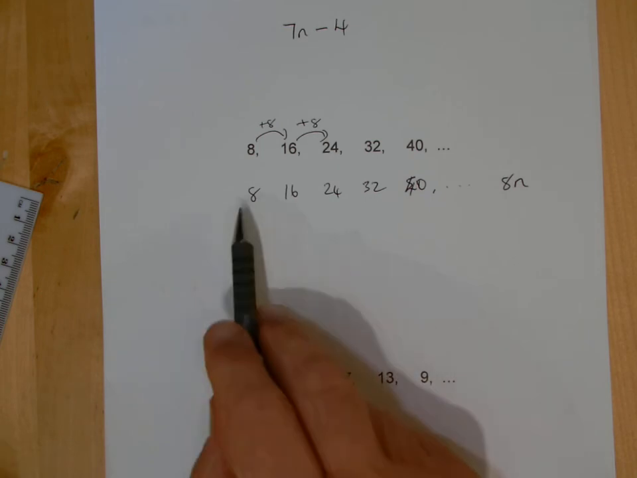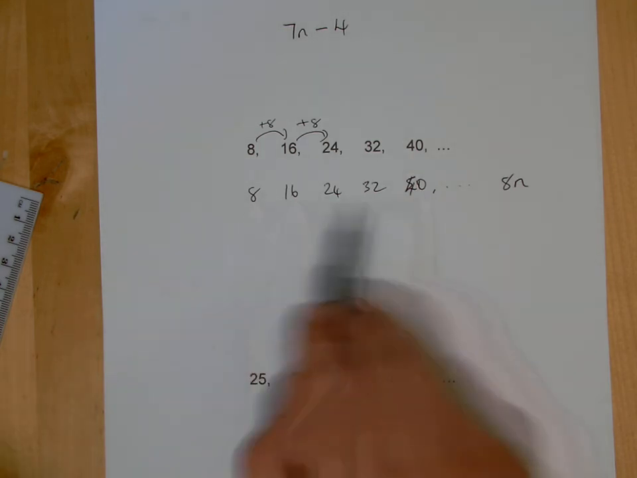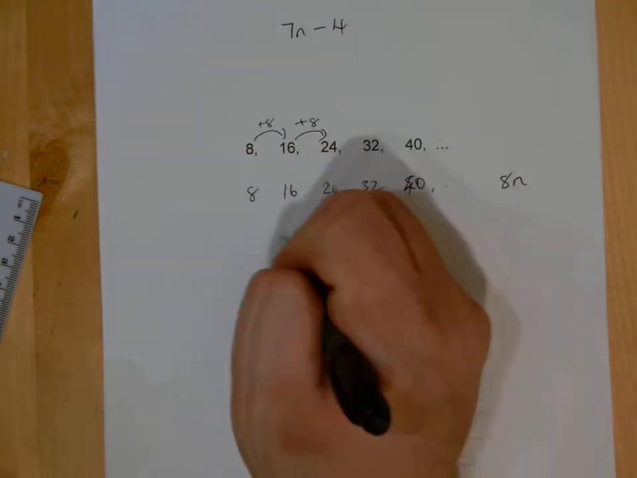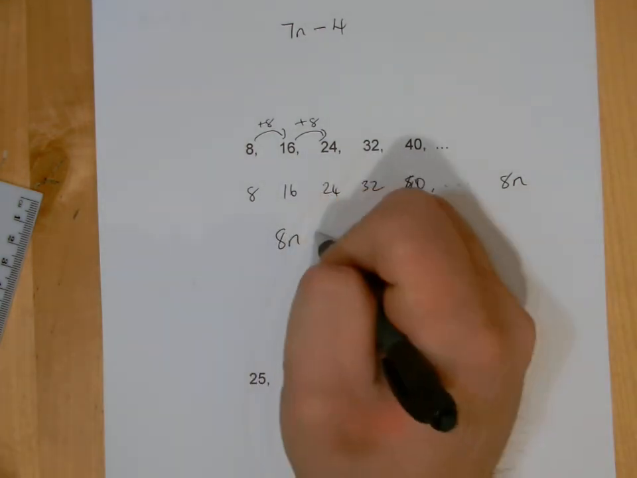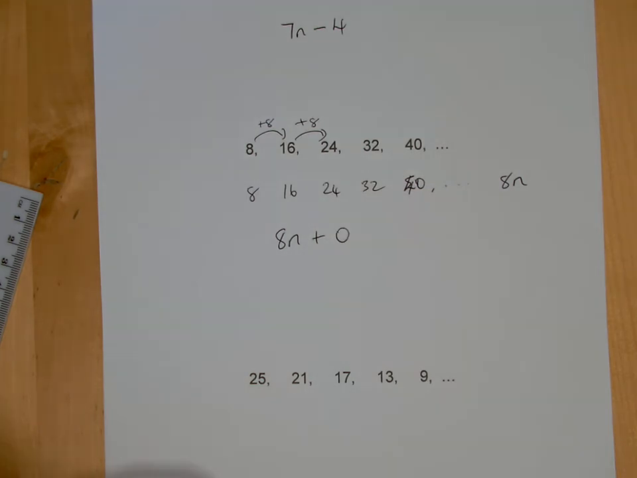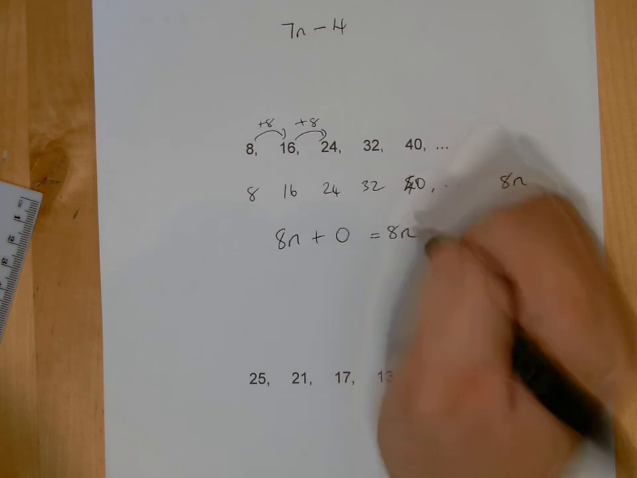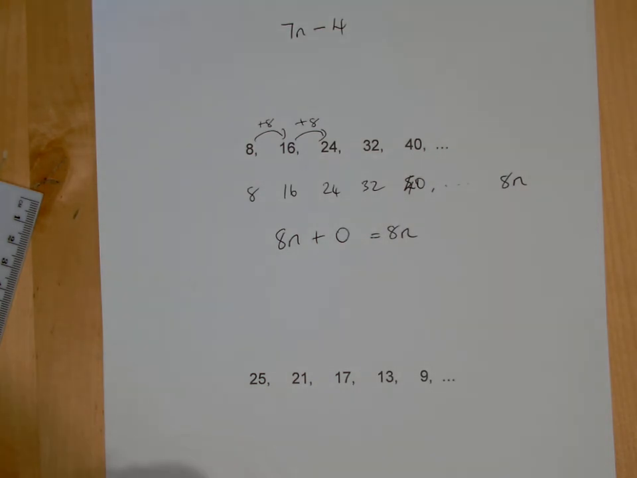So I've got to ask myself, what do I need to do to this to get to the sequence? Well, I don't need to do anything. In fact, I just need to add on nothing. So 8n plus 0, I can say, right? Which of course will be 8n. Okay, I don't need to put the plus 0 there.